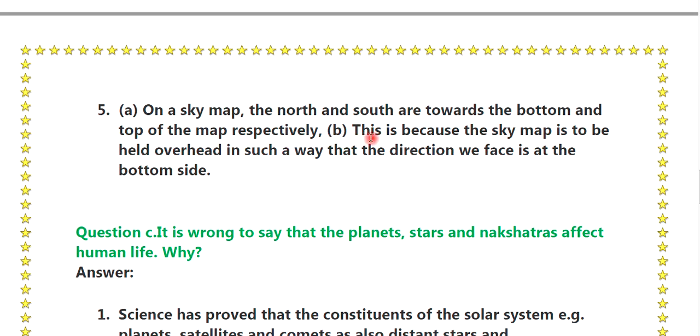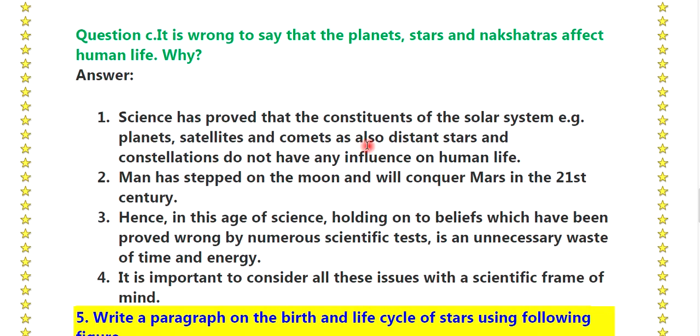This is because the sky map is to be held overhead in such a way that the direction we face is at the bottom side. Question number C. It is wrong to say that the planets, stars and nakshatras affect human life.